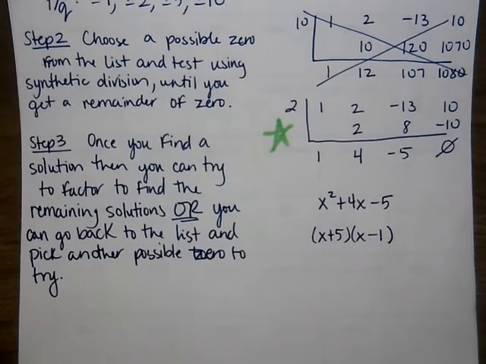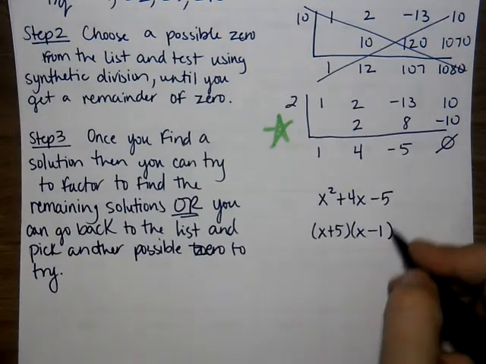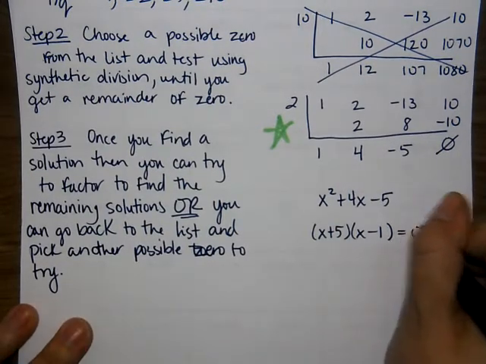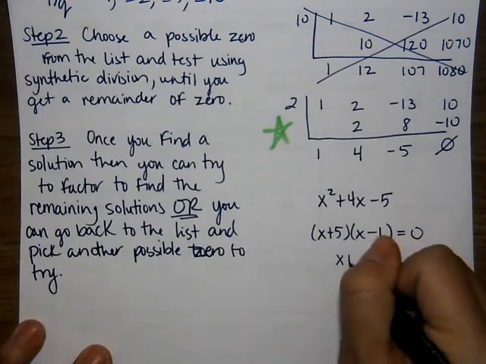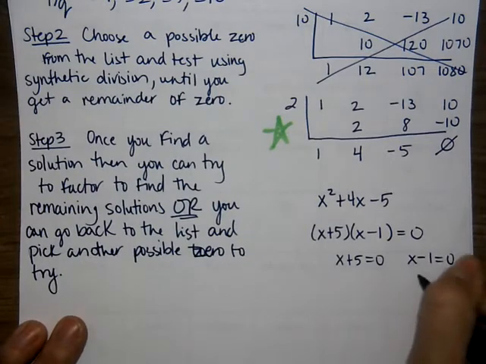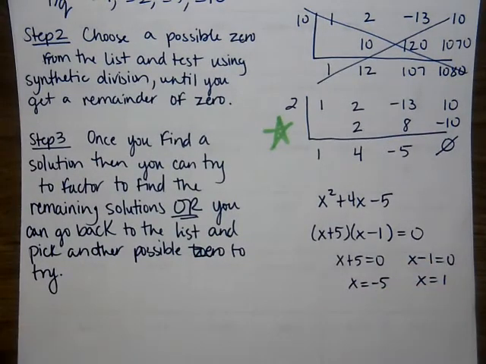Okay. So now, think about what that means. Remember what our goal is. Our goal is to find all the zeros. So right now, this is set equal to 0. If I used the zero product property, I would get x equals 1 and x equals negative 5. Those are my other zeros, okay?